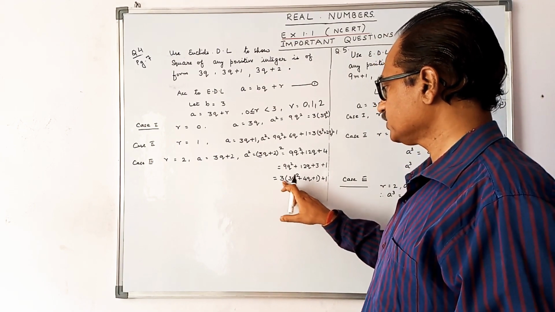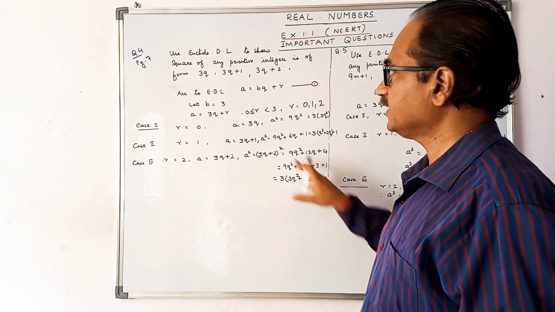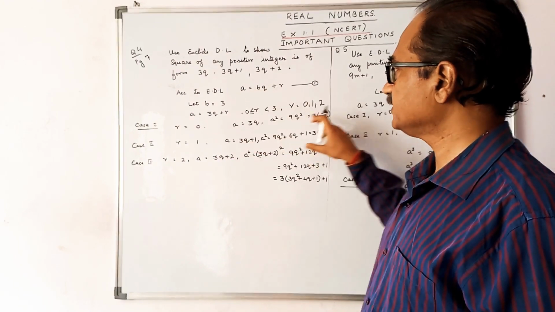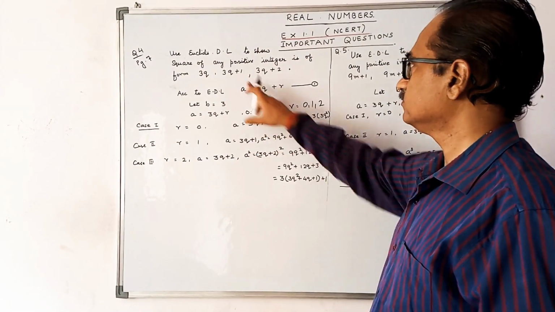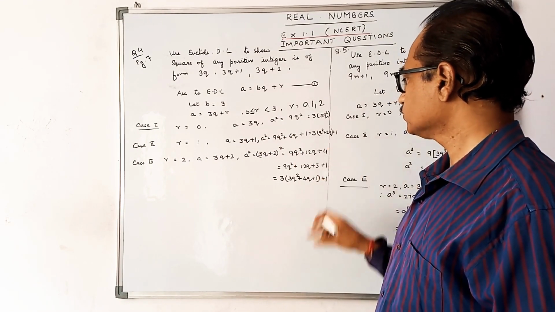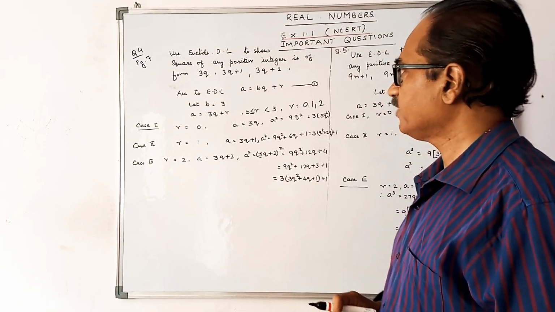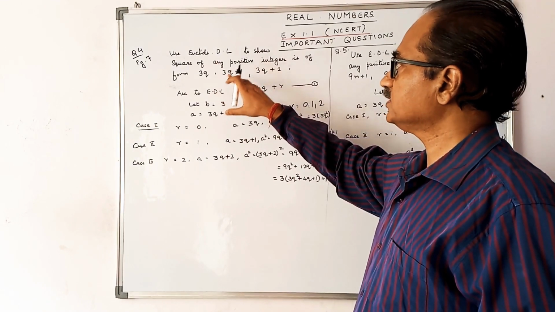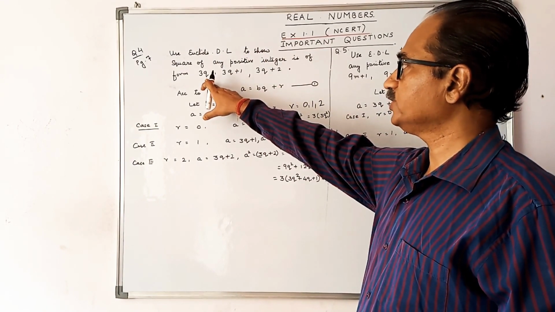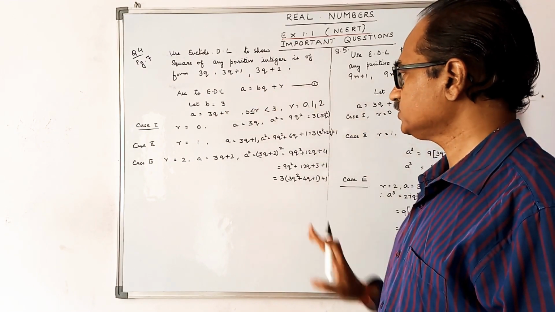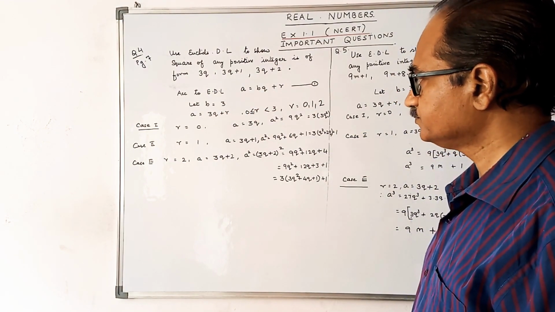A multiple of 3 plus 1. That is, if we take the square, it is either of the form 3q or 3q plus 1. Is that clear? So you conclude that whenever any number is taken and its square is taken, it is either of the form 3q or 3q plus 1 or 3q plus 2. Proved.